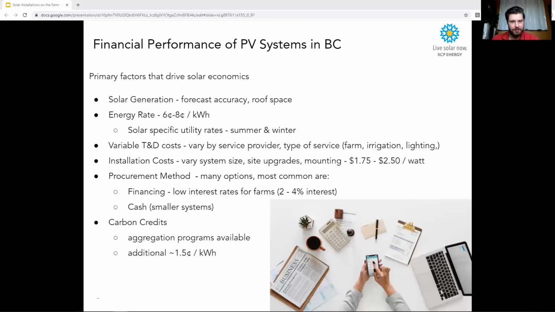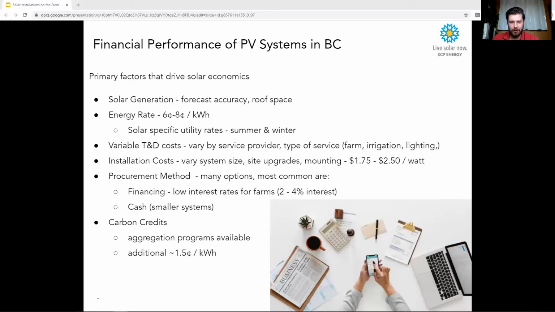A good way to estimate how much a system might cost is by how many kilowatt hours you use per year, and that will give you a rough idea of the potential system cost. So, for example, if your farm uses 20,000 kilowatt hours per year and you want to offset 100% of that, it might cost somewhere around $40,000 for that system, as a very rough estimate.